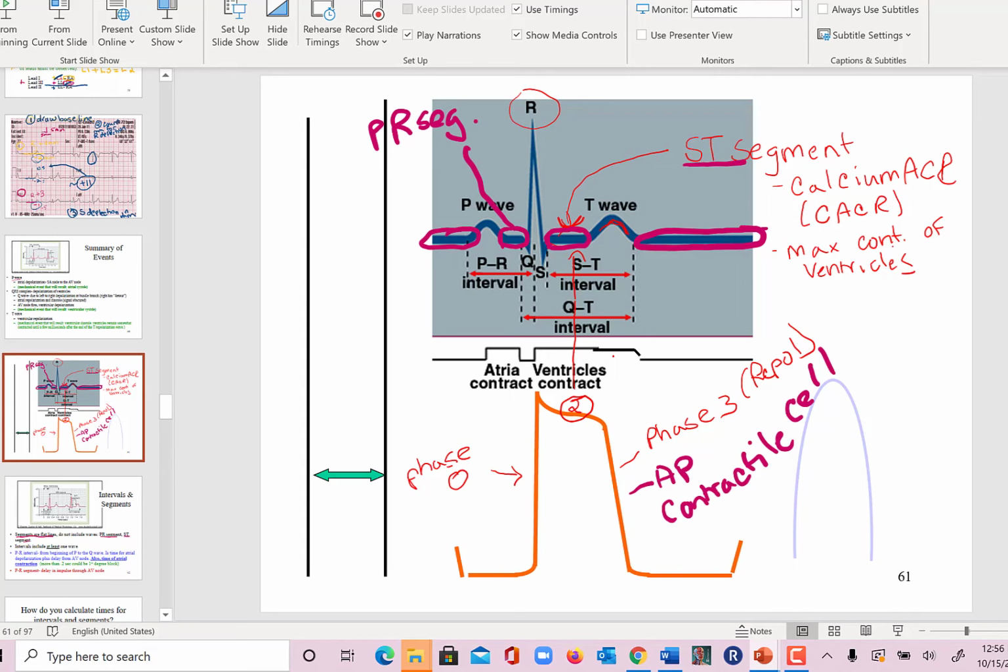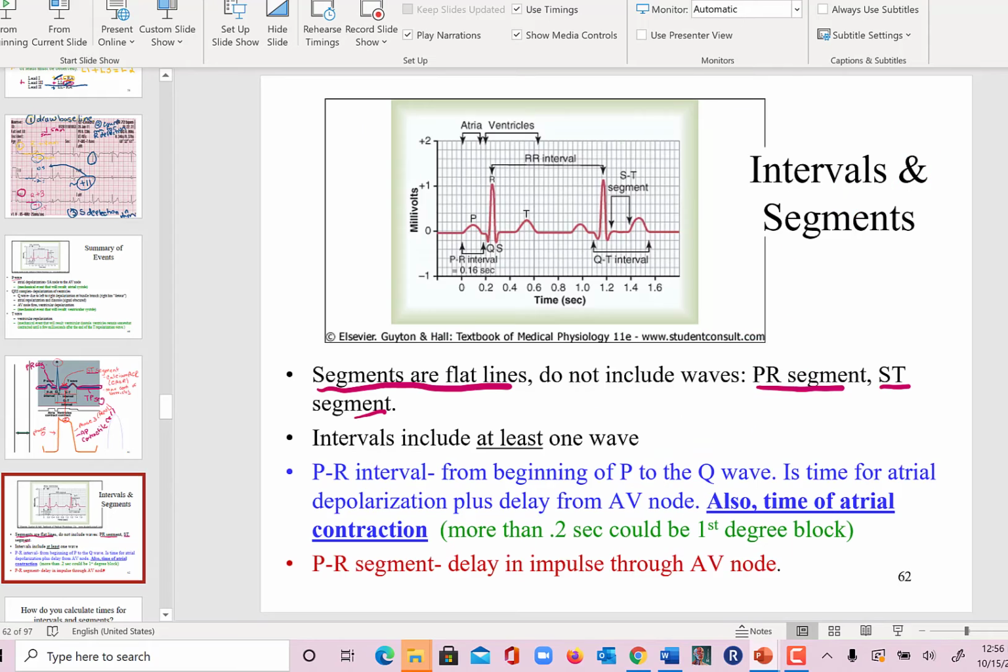And then there is this segment that goes between the T wave and the next subsequent P. So this is called the TP segment. An interval includes at least one wave. Shown on this picture, you're seeing several intervals. Here is the PR interval. The PR interval begins from the beginning of a P wave until you get to the Q wave.